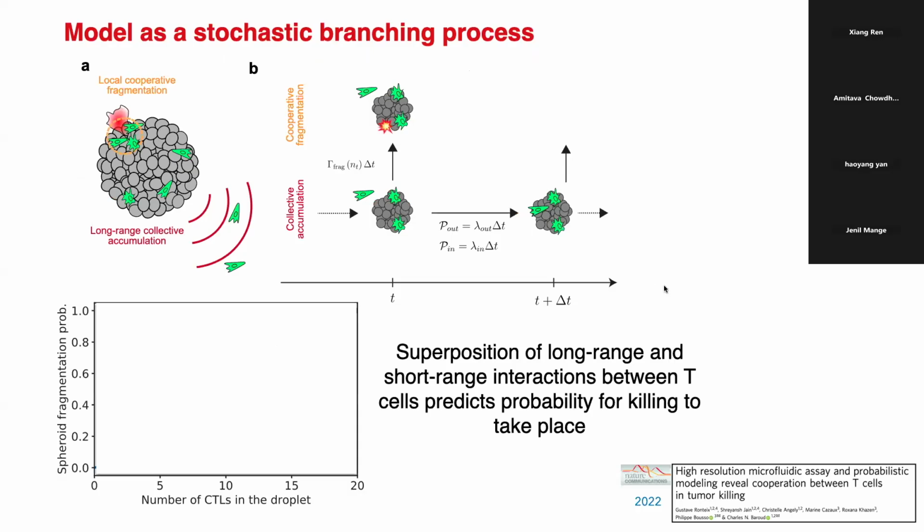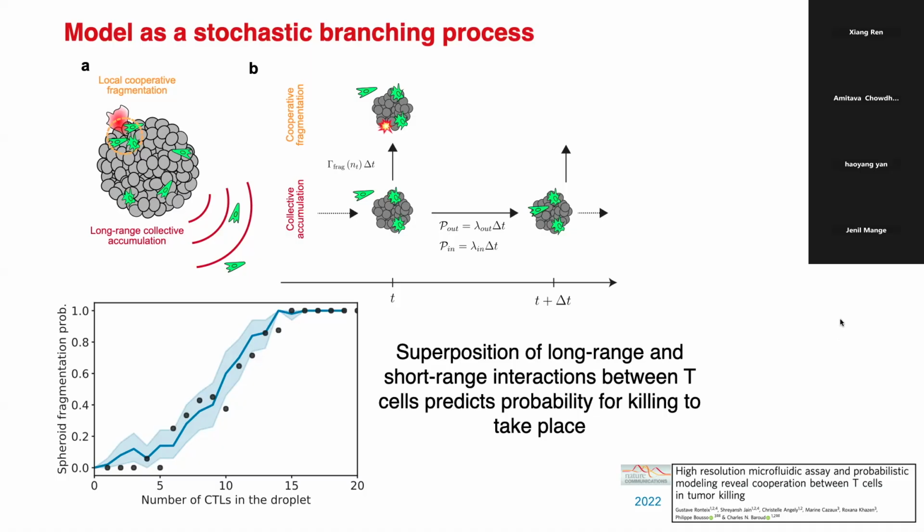And by doing so, this is a long study that I'm just showing you a very short result from it. We can identify long-range interactions that are happening through cells communicating with each other with secreted cytokines, and short-range interactions that are happening by cells being close together on the spheroid. And we get a probabilistic viewpoint of how likely it is that the cells will kill the cancer cells. And the probabilistic model fits very nicely with the experimental data.